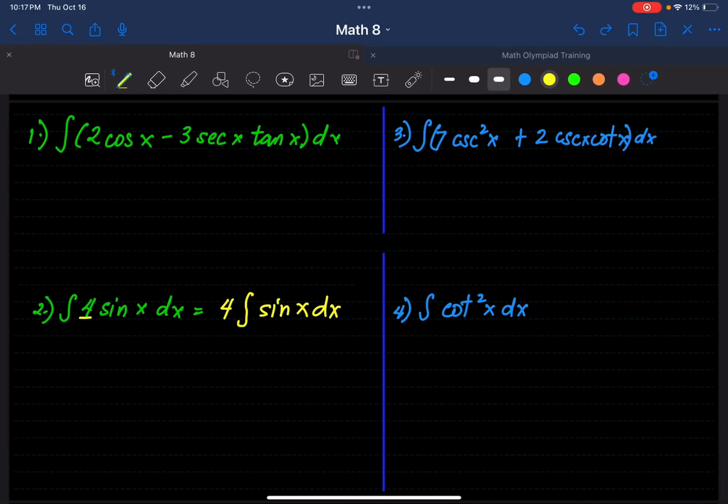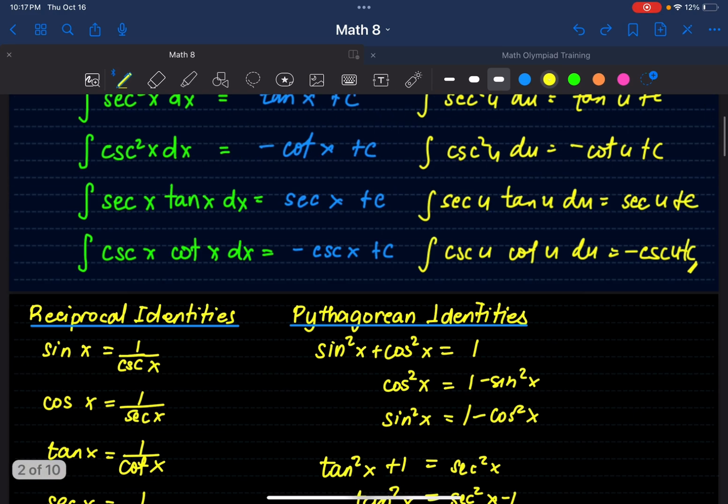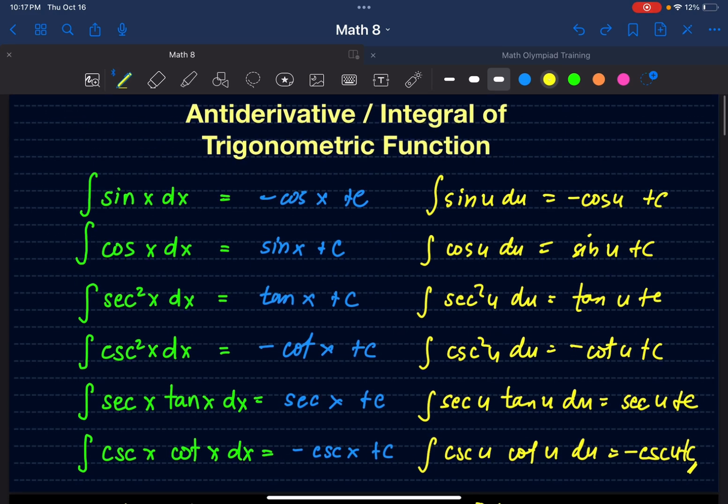Hi everyone, how to solve this math problem? Antiderivatives or integral of trigonometric function. Okay, so how to solve?